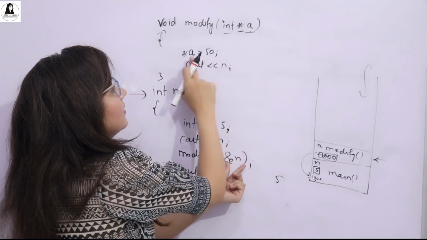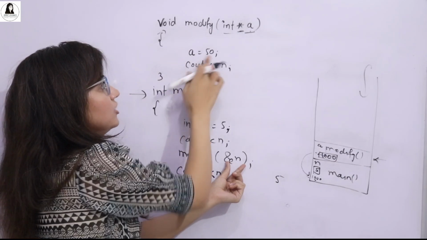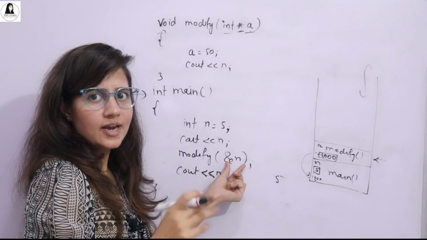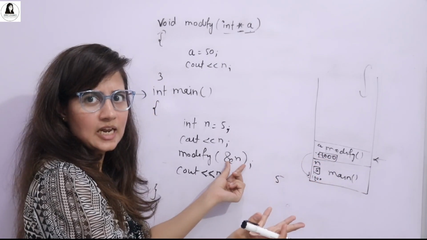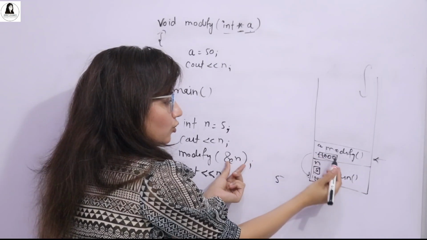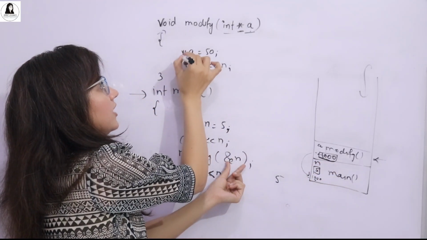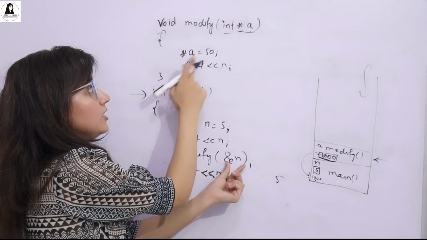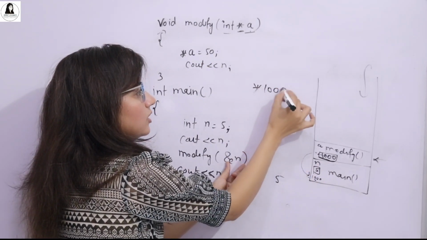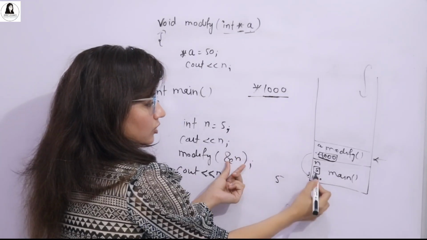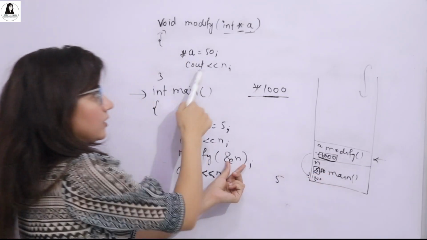Now we want to modify this 5. If you simply say a is equal to 50, that would be an error. You cannot directly modify a pointer variable or address, right? You want to fetch whatever the value is at this address. For that we use the indirection operator, which is asterisk. So asterisk a is equal to 50. Asterisk a means asterisk 1000, which means whatever the value at 1000, the value is 5. So this 5 would be modified to 50.